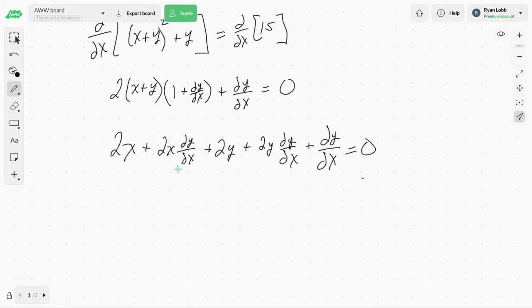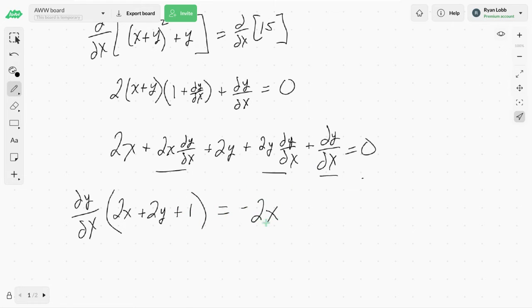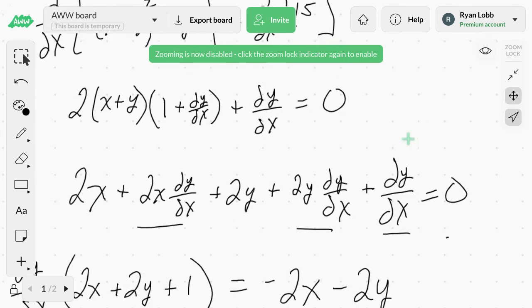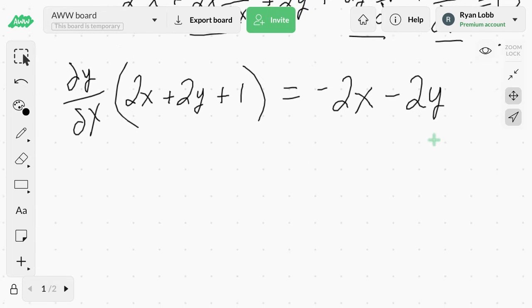Now we want to get all our dy/dx's together, so we're going to move the 2x and 2y over. So that gives me 2x dy/dx plus 2y dy/dx plus dy/dx. So I'm going to factor out the dy/dx. That leaves me with 2x here, plus 2y here, plus 1 here on the left. On the right, I move the negative 2x over, minus 2y, right? And then we have this end result here.